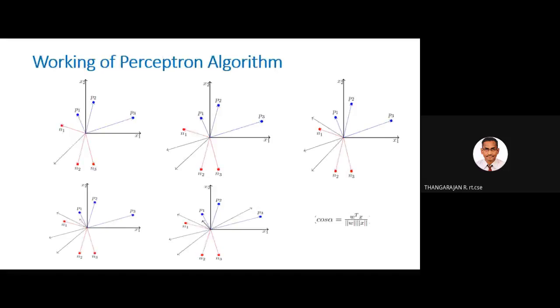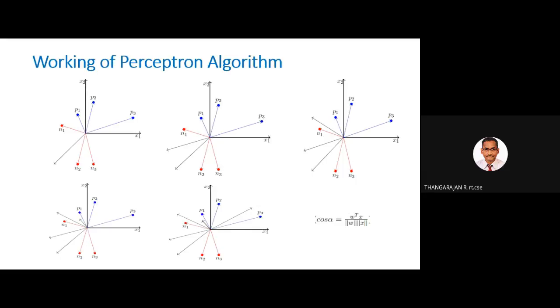Again you see the angle between P2 and this updated value of W is still greater than 90. In that case W transpose X will be less than 0. So in that case again I have to update. Again what happens? The weight vector comes here. Now you see the weight vector has adjusted with both P1 and P2. The angle between P1 and the weight vector and P2 and the weight vector is now less than 90.